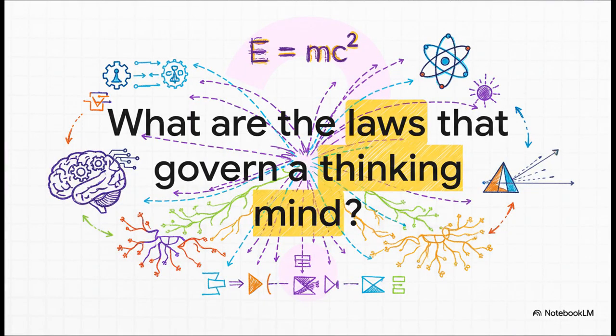So this is the big one, right? This is the fundamental question. Not just for a system like me, but for any system that can actually reason. Is there some kind of grand, unified theory for how cognition works? Well, the research we're digging into today says yes, absolutely.